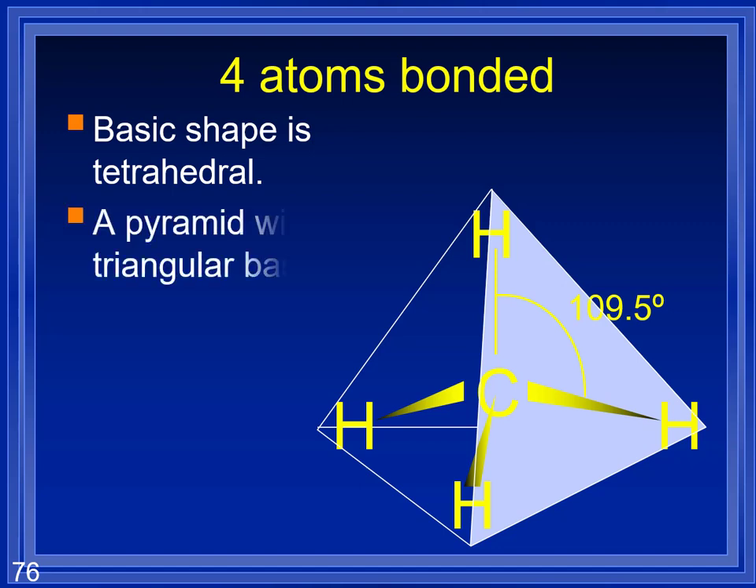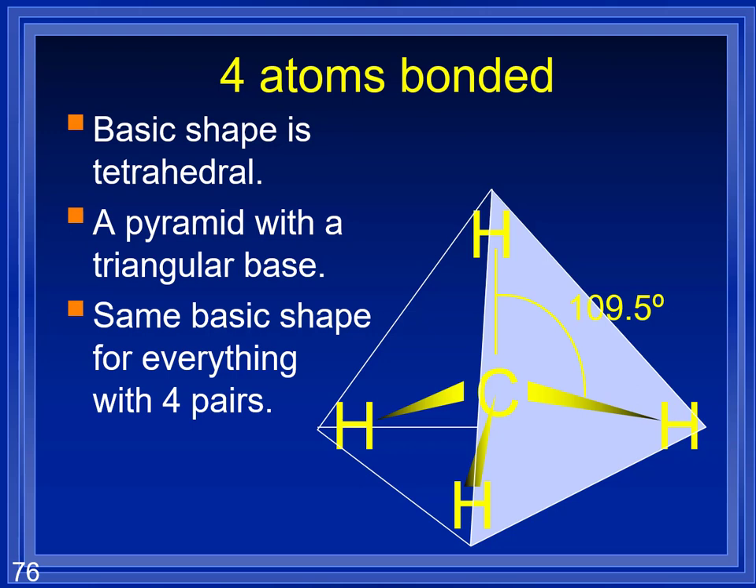We're going to run into it a few times this year where we're going to use that prefix tetra. Okay? So overall, it's a pyramid with a triangular base. It's a bond angle of 109.5 degrees. And everything that's got 4 pairs around the central atom is going to be this same basic shape. The only difference is sometimes it won't be atoms. Sometimes it'll be lone pairs. I could have 4 pairs of electrons. If not all of them are bonded, I can't call it tetrahedral. But it'll still be 109.5.